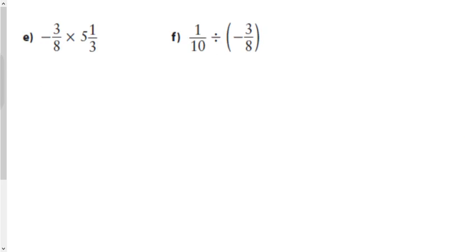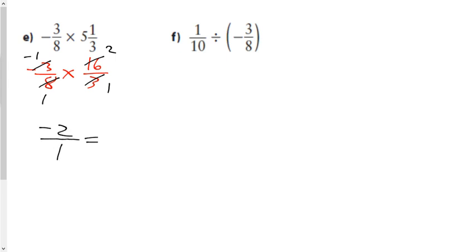Question E is the multiplication of a negative fraction by a mixed fraction. Negative 3/8 multiplied by 16 thirds, which is 5 and 1/3 as an improper fraction. This one is such a perfect cross reduction. What would 16 over 8 reduce down to? 2 over 1 is correct. What would negative 3 over 3 reduce down to? Negative 1 over 1. Now when you multiply your numerators, you get negative 2. When you multiply your denominators, you get 1, which would be negative 2 with cross reduction.